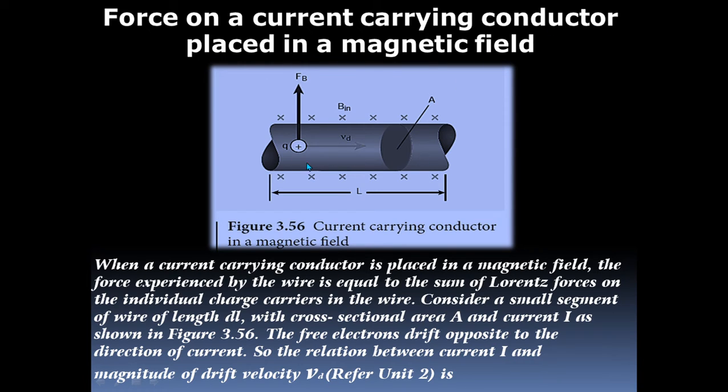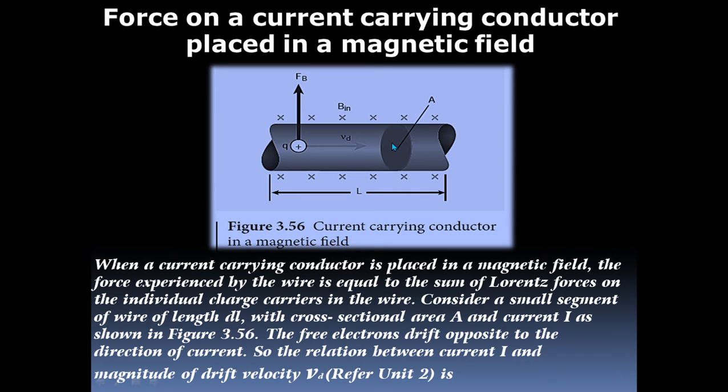This conductor is placed in the magnetic field in the perpendicular direction. The flow of charge experiences a large amount of force, that means Lorentz force. When a current carrying conductor is placed in the magnetic field, the force experienced by the wire is equal to the sum of Lorentz force on the individual charge carriers in the wire.